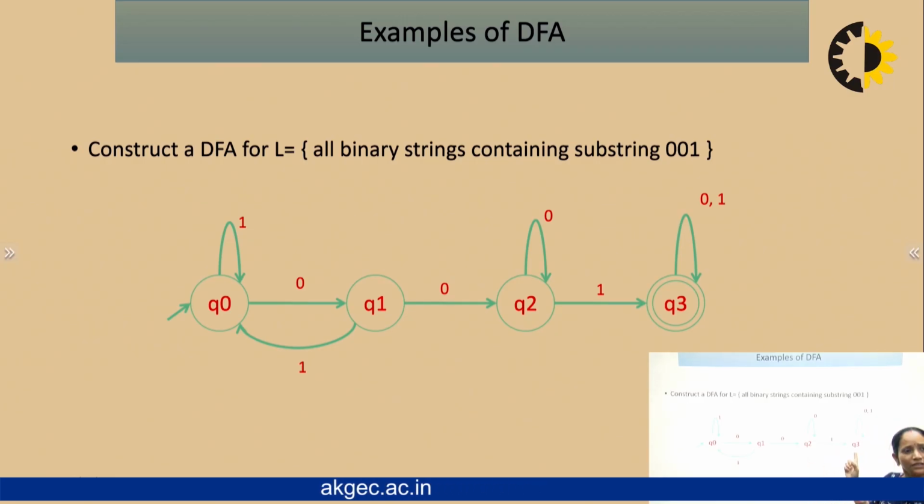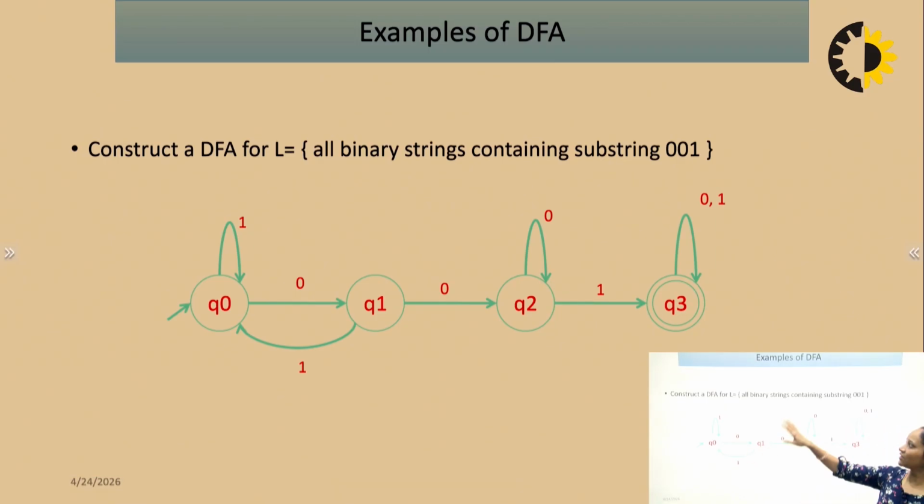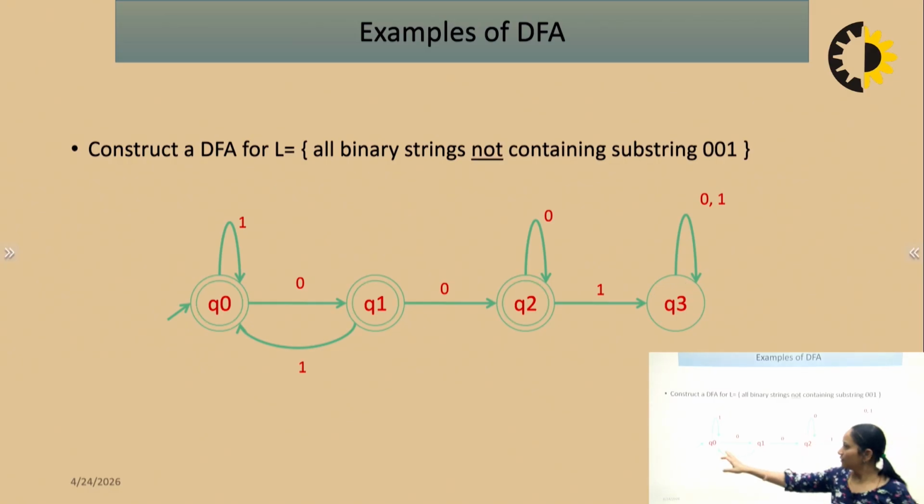Here the final state is Q3. So for the complement of this DFA, we will make Q3 a non-final state and Q0, Q1, Q2 final states. All the transitions are the same. So here we can see the final states are Q0, Q1 and Q2, and this is the non-final state. So this is the DFA for all the binary strings not containing the substring 0, 0, 1.